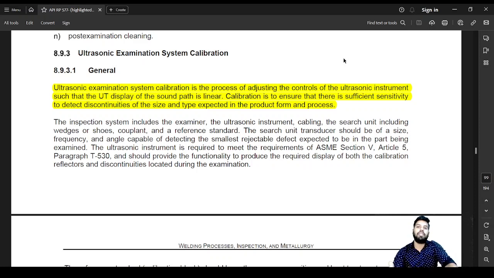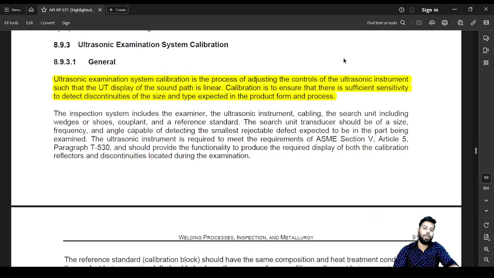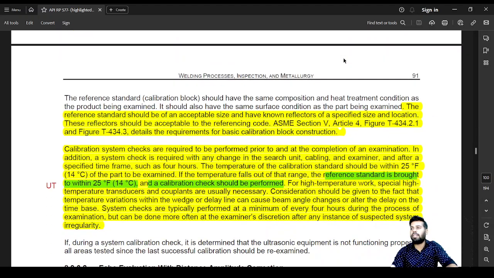So, calibration generally provides you with the reliability that whatever system, settings, or conditions you are working with is capable of identifying the discontinuity of interest. That's why we do calibration. Various kinds of calibration and how to do them are given in ASME Section 5.